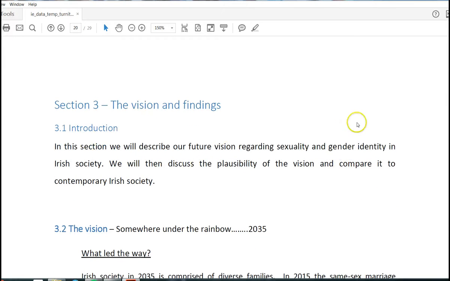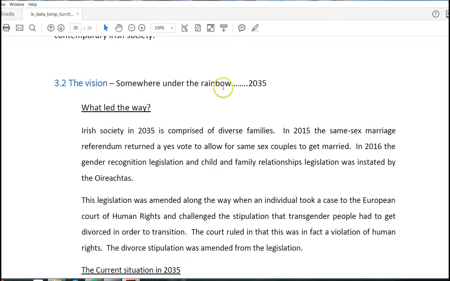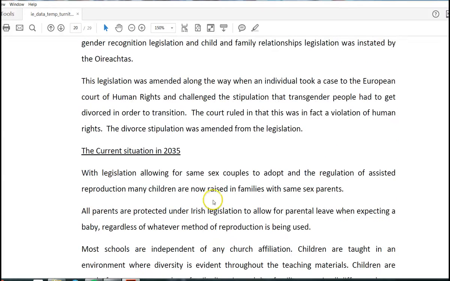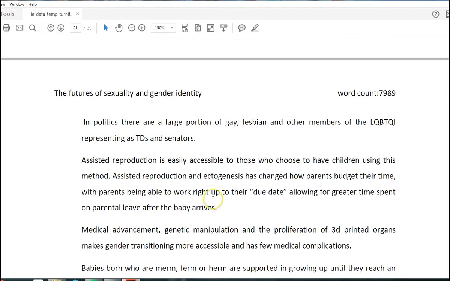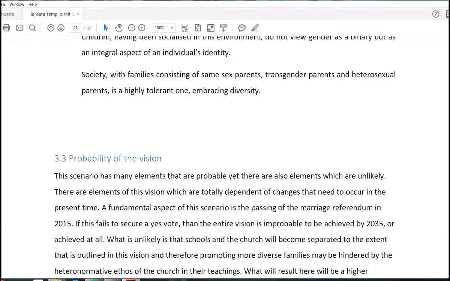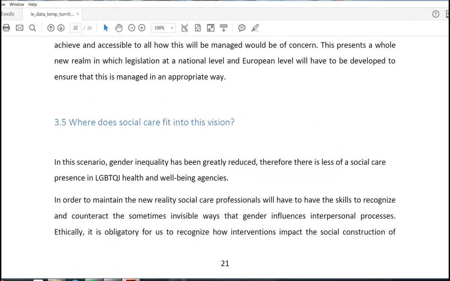So section 3, the vision and findings, again has an introduction. I suspect that you could probably increase and develop the introductory section. So the vision, what led the way. They tell us how they arrived at 2035. It's quite an interesting way of doing this, I believe. And then how they present their conclusions.